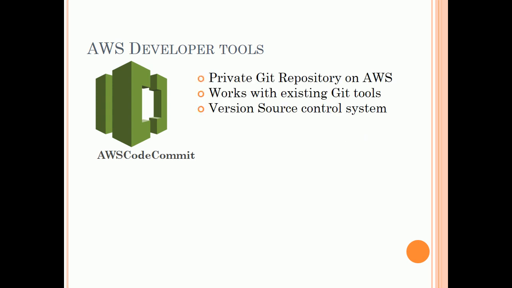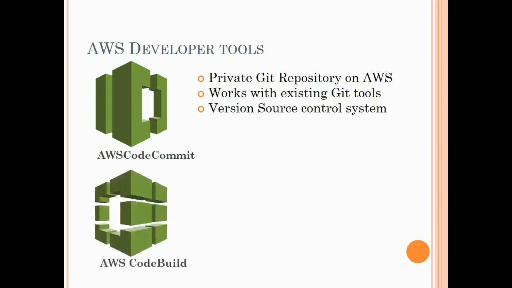CodeCommit. CodeCommit is a private Git repository on AWS. It works with existing Git tools. It is a version source control system. It is a fully managed source control service that makes it easy for companies to host secure and highly scalable private Git repositories. It eliminates the need to operate our own source control system or worry about scaling its infrastructure.